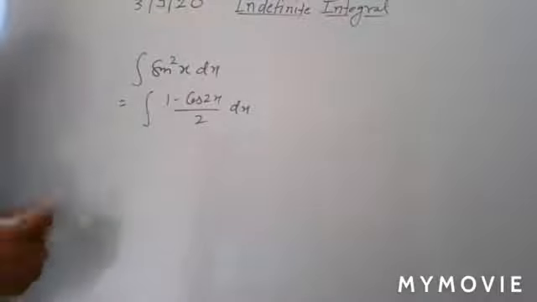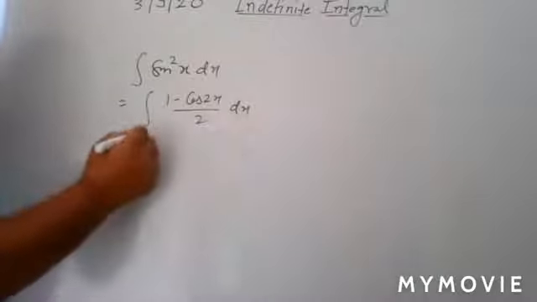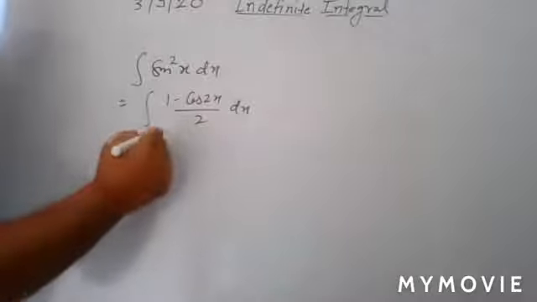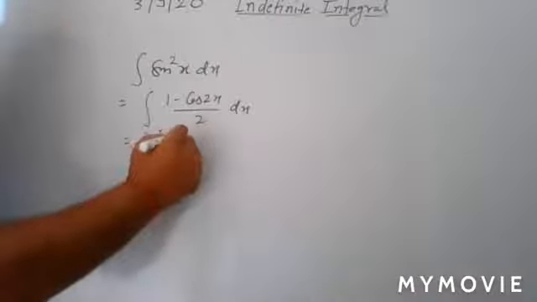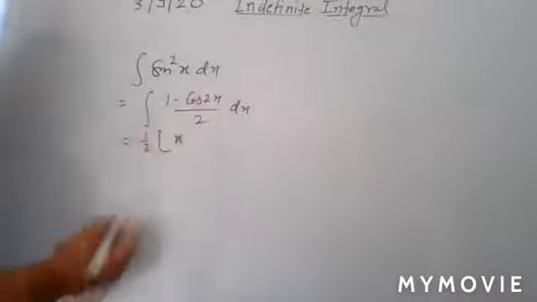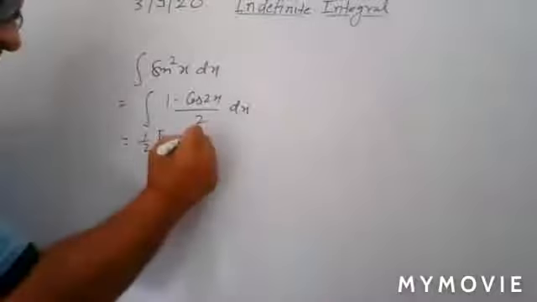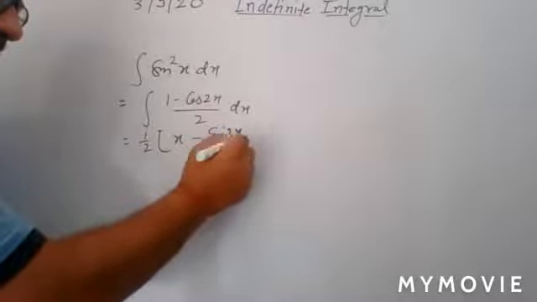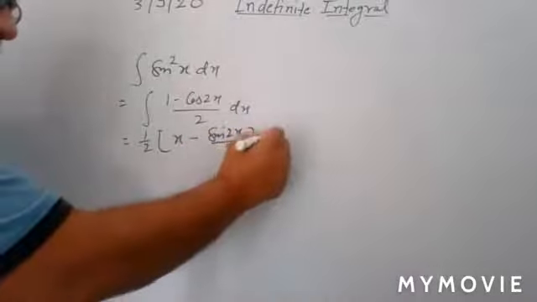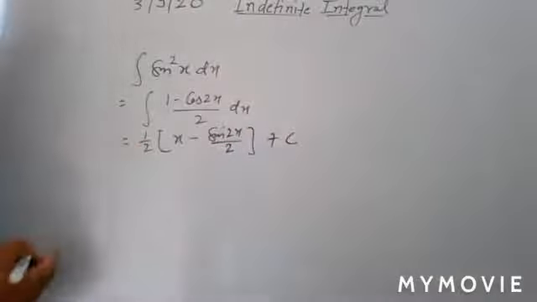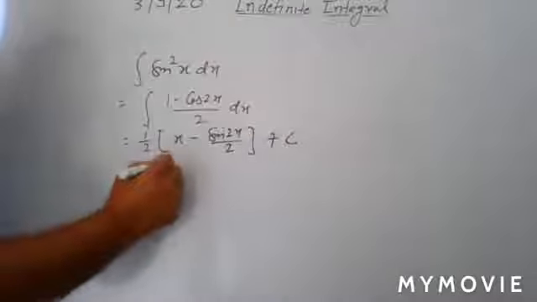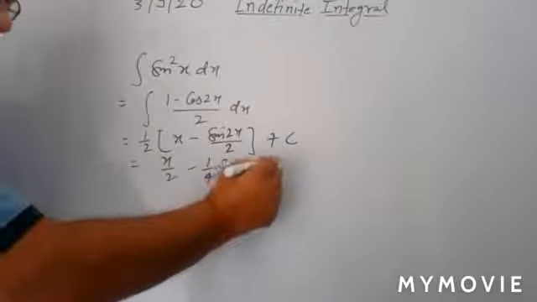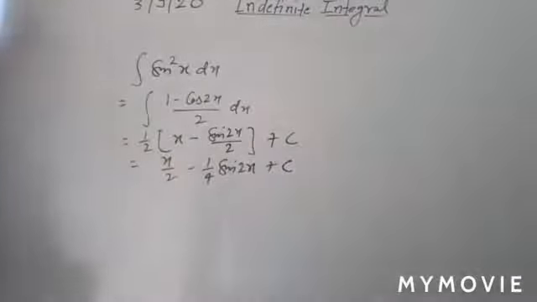And integrate it. So this 1 by 2 is a constant, so just take it outside the integral sign. And for 1 you write x. Integration of cos 2x is what? Sin 2x, so write here sin 2x divided by the coefficient of x, meaning 2, and plus c. So that is your result. If you want, you can also write it this way: x by 2 minus 1 by 4 sin 2x plus c is your result.